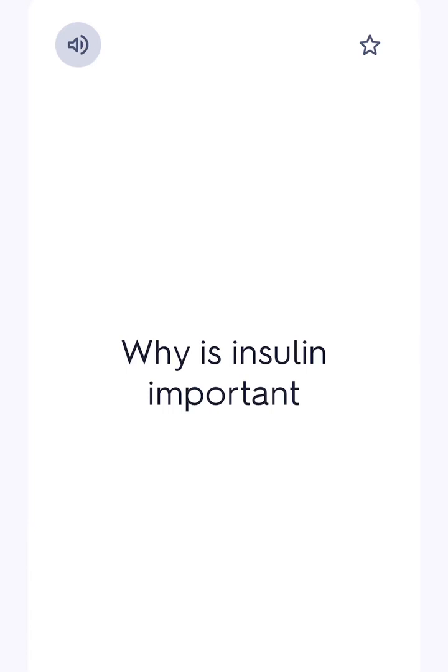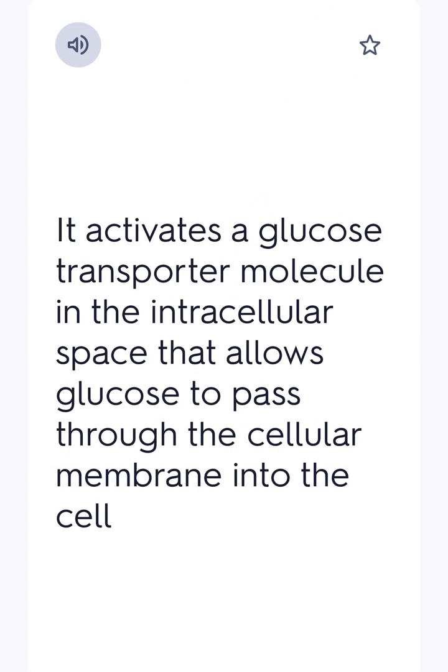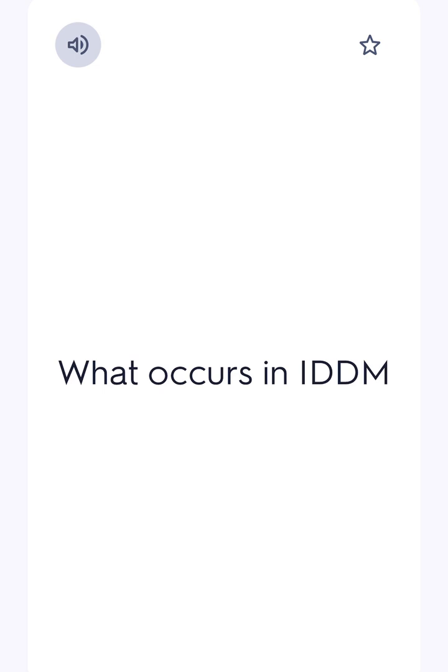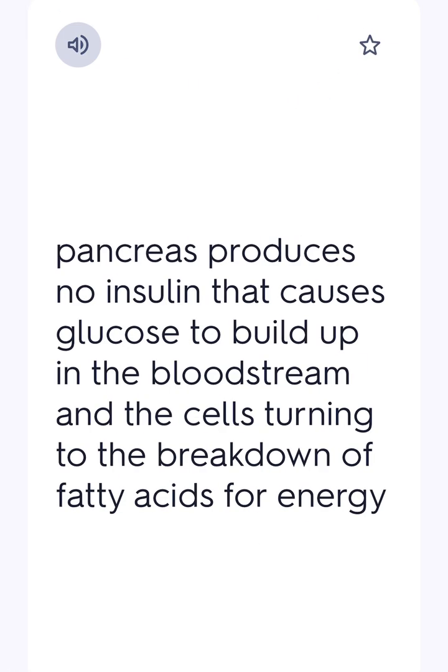Why is insulin important? It activates a glucose transporter molecule in the intracellular space that allows glucose to pass through the cellular membrane into the cell. What occurs in IDDM? Pancreas produces no insulin that causes glucose to build up in the bloodstream and the cells turning to the breakdown of fatty acids for energy.